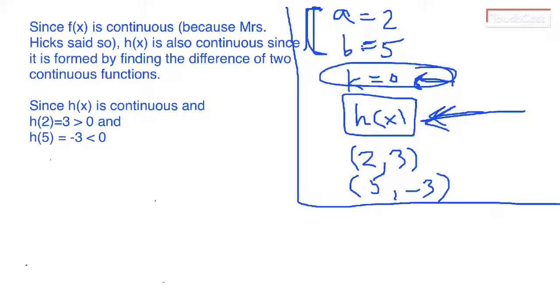Since h of x is continuous and I have these two ordered pairs I need, h of 2 is 3, which is bigger than 0, and h of 5 is negative 3, which is less than 0, I'm going to make my conclusion. So the intermediate value theorem guarantees that there is at least one. Try to use the same words, in this case the same variables, as the problem. They asked us to say why there must be an r, so I'm going to use r. There's at least one r, which has to be between 2 and 5.